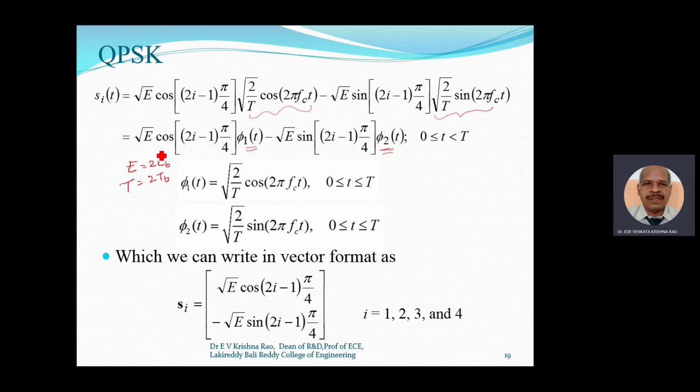Consider the coefficients. So s_i1 phi 1 of t plus s_i2 phi 2 of t is s_i of t, the signal representation. These are the coefficients: s_i1 and s_i2 multiplying with phi 1 and phi 2. So now there are two channels. This is one channel, this is another channel. s_i1 is multiplied with phi 1, s_i2 is multiplied with phi 2.